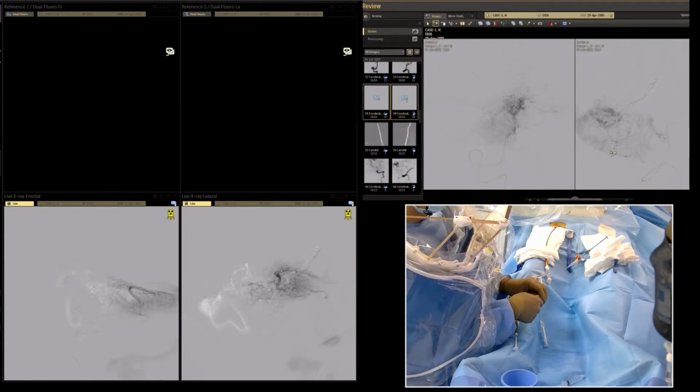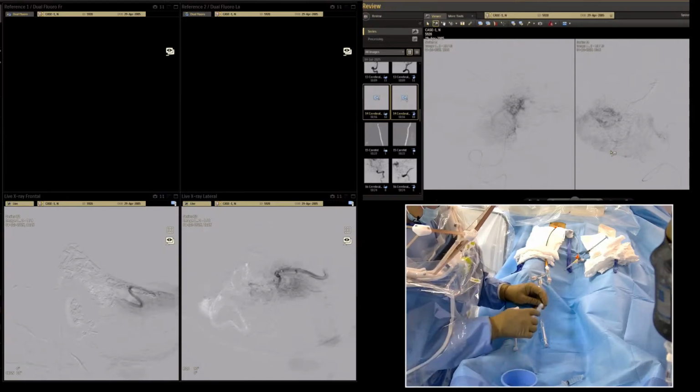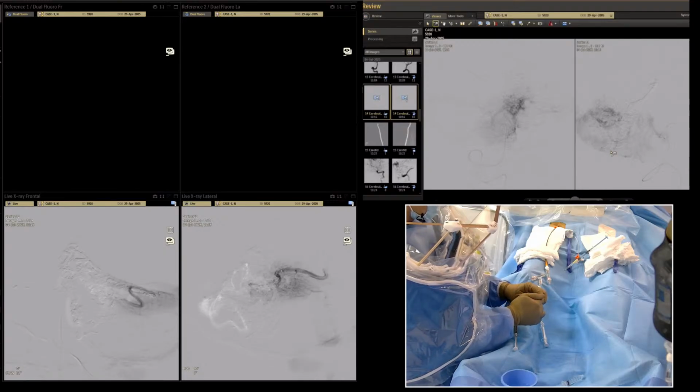Yes, it's a nice example of creating thrombosis with the coil.